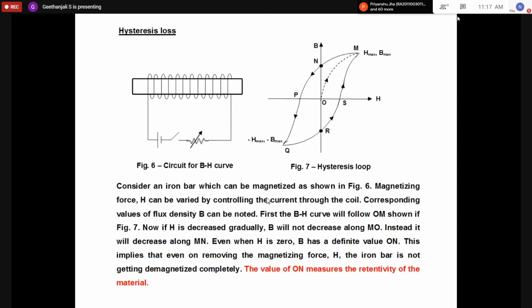In this BH curve, the magnetic field intensity is increasing until it reaches the maximum value, represented by H max. Then they make H equal to 0. But the curve OM does not follow the path of MO. Instead, it follows the path of MN. So it reaches the y-axis.